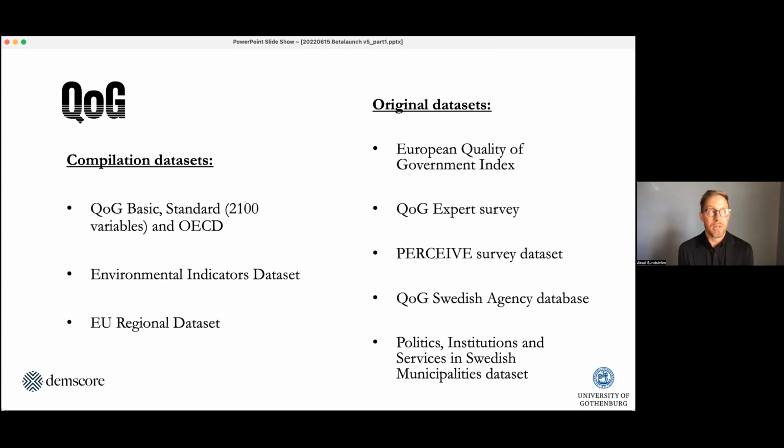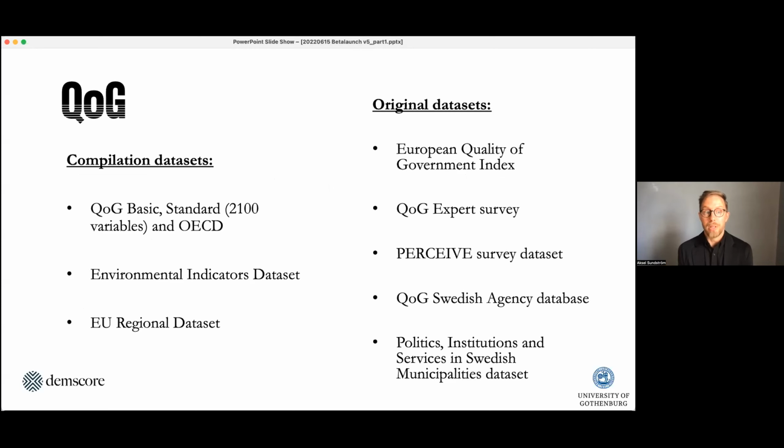And to mention a few of those that will enter this exciting Demscore collaboration, we can mention the flagship datasets, the COG Basic and Standard. Those are based on a nation year structure and consist of the very most used indicators out there for societal welfare or quality of government. So we have more than 2,000 variables and they are widely used.